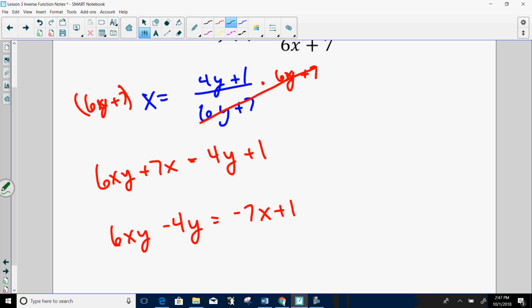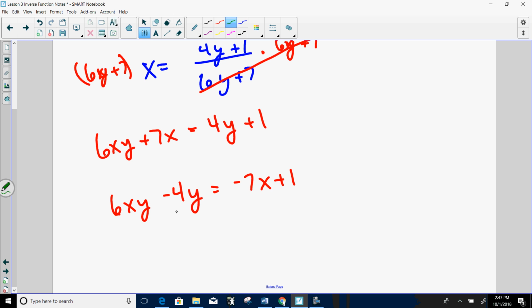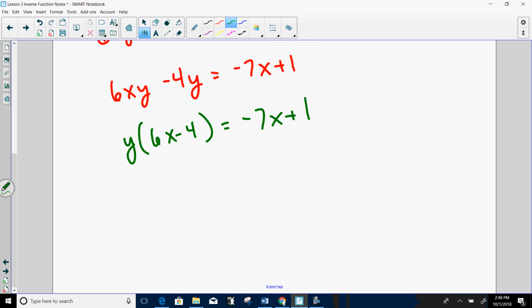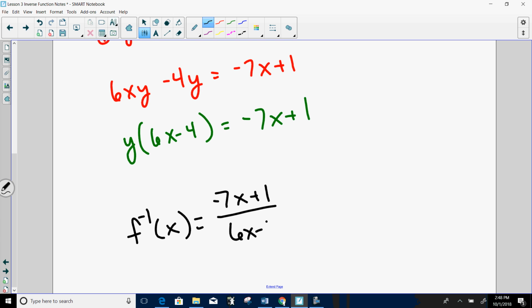Now here's where a lot of students don't see the next step. And I understand why. So I'm solving for y, which means I need to get y by itself. Here's how you do it. Both of these have a factor of y, so I factor it out. And I get y times 6x minus 4 equals negative 7x plus 1. Now I divide the 6x minus 4 over, and my function becomes the inverse of x equals negative 7x plus 1, over 6x minus 4.